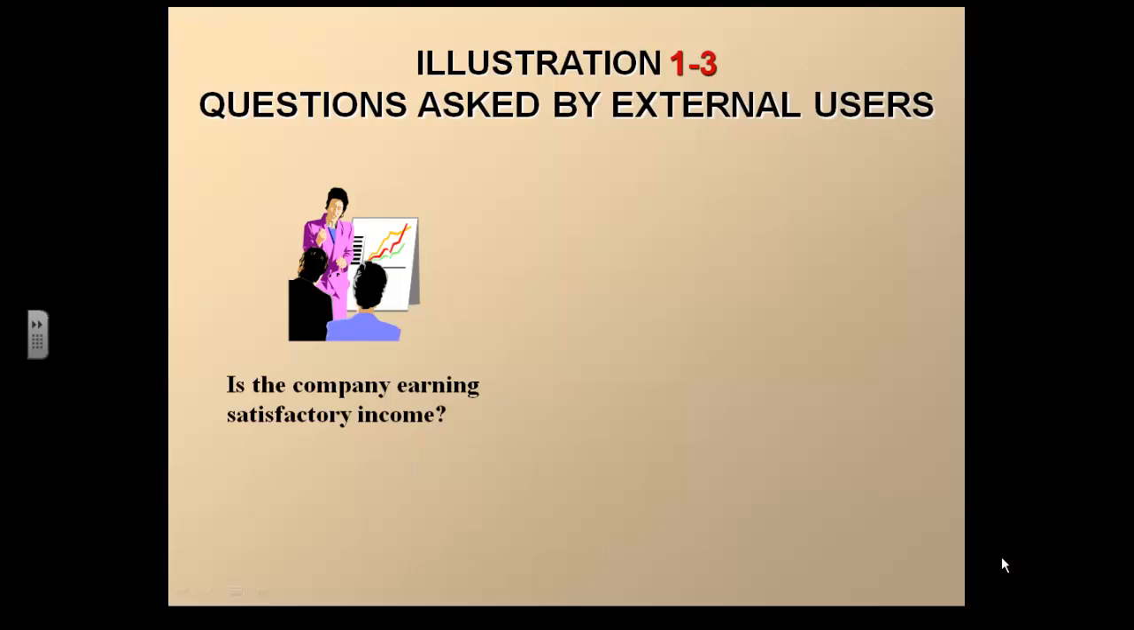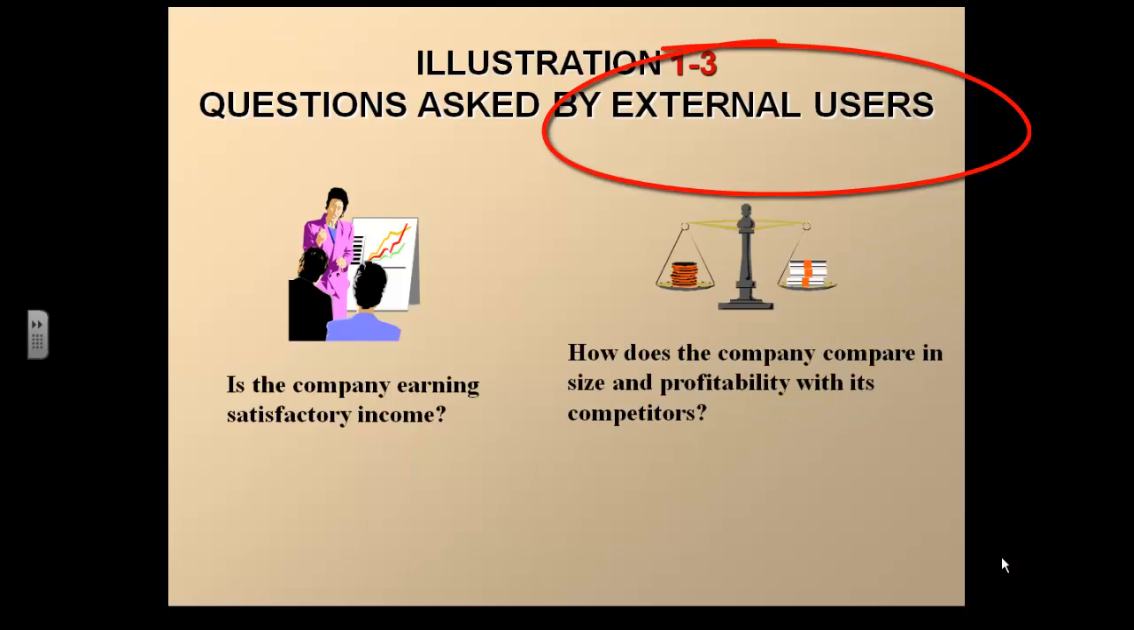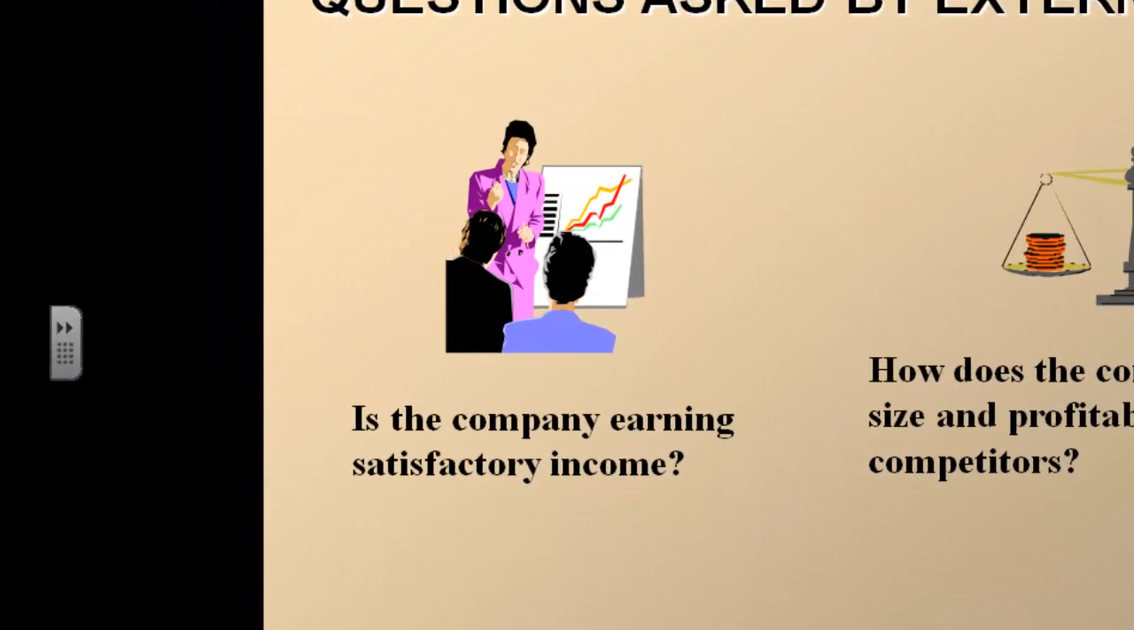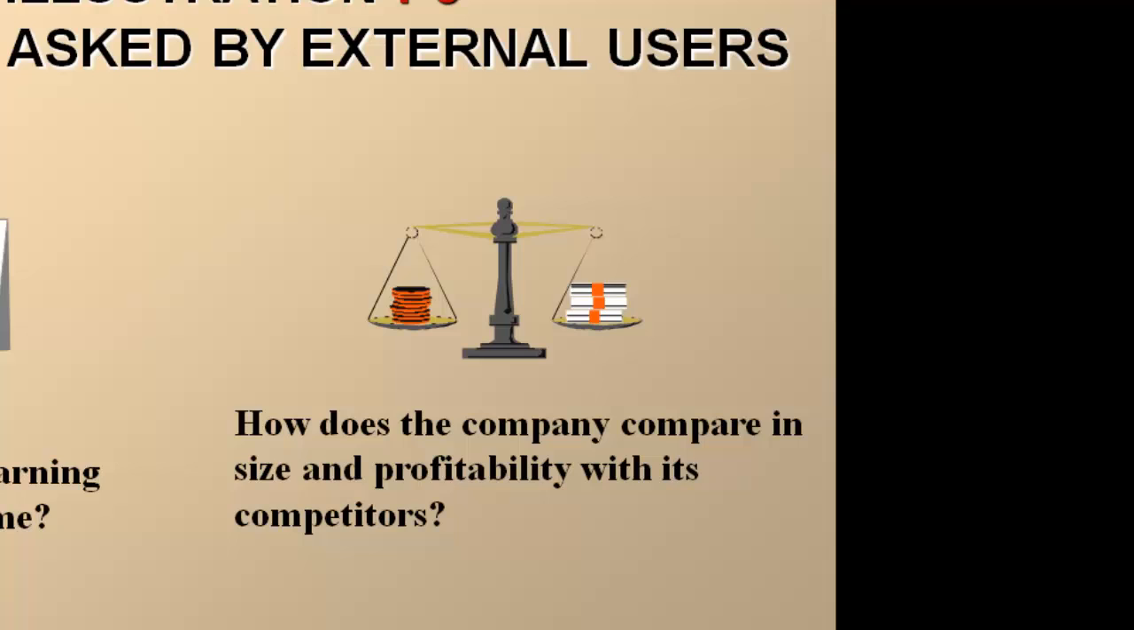External users are the people who are outside the organization. So this could be investors or bankers, that sort of thing. They might be asking questions like, is the company earning satisfactory income? Is this a company I want to invest in? How does the company compare in size and profitability with its competitors? If I'm an investor and I'm comparing 2 different companies together, potentially I would want to invest in the most profitable one.